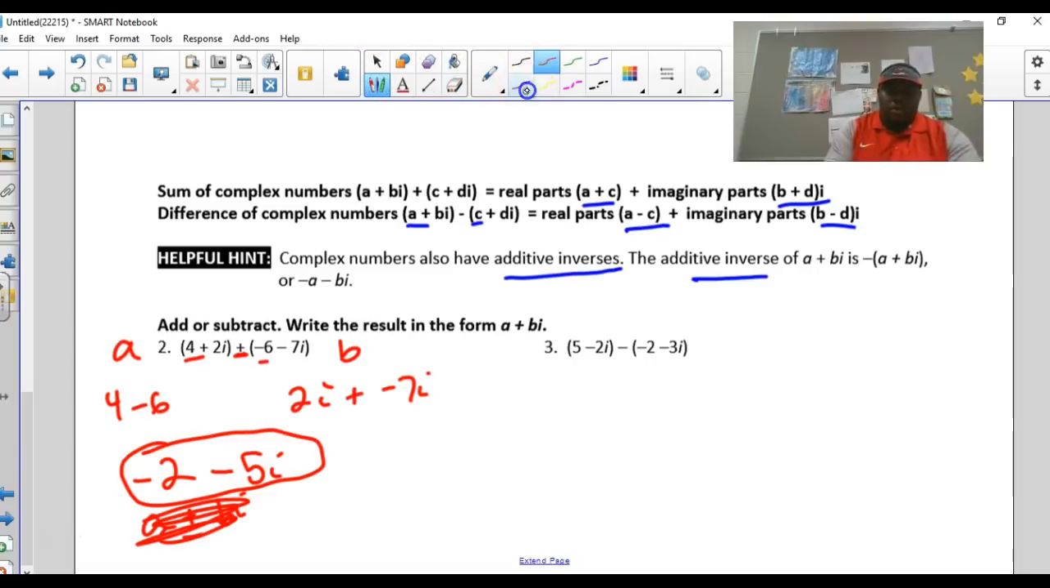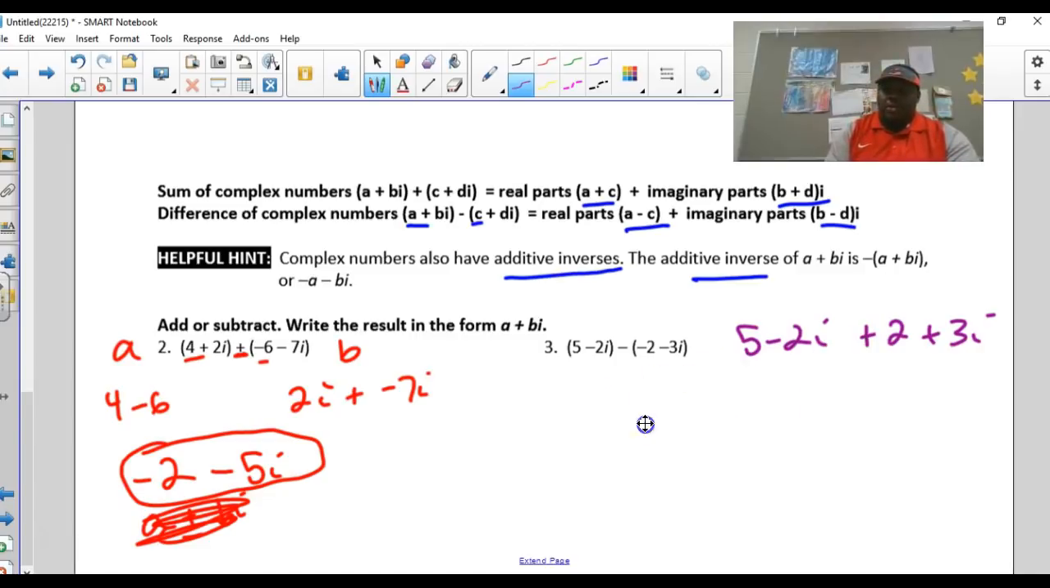So over here, we're going to first of all distribute the negative, guys. All right, so we have 5 minus 2i. The negative and the negative becomes a positive 2. And the negative and the negative becomes a positive 3i. So now evaluate this for real with real and imaginary with imaginary.